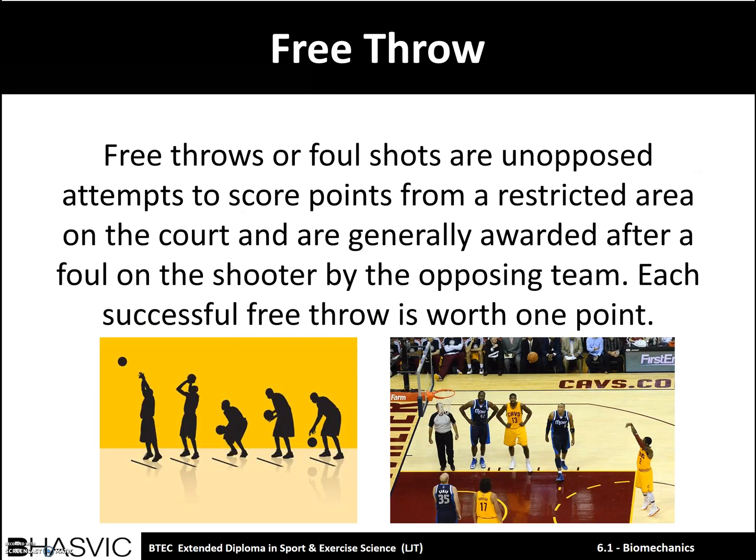Next, we've got the free throws. Free throws are unopposed attempts to score points from a restricted area on the court and generally awarded after a foul on the shooter by the opposing team. Each successful free throw is worth 1 point and they get 2 attempts, so they can get a maximum of 2 points. They're usually done by the forwards as they are possibly the best shooters and so will be given 3 throws to do it.